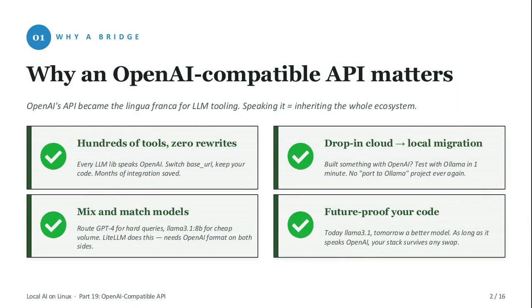So why does this compatibility actually matter? OpenAI's API has quietly become the lingua franca of LLM tooling. Speak it, and you inherit the entire ecosystem for free. That means hundreds of libraries work out of the box, prototypes built against the cloud migrate to local in about a minute, and you can route hard queries to GPT-4 while sending cheap volume to Llama 3.1 8B through something like LiteLLM. And when a better model drops next month, same interface, same code, easy swap.